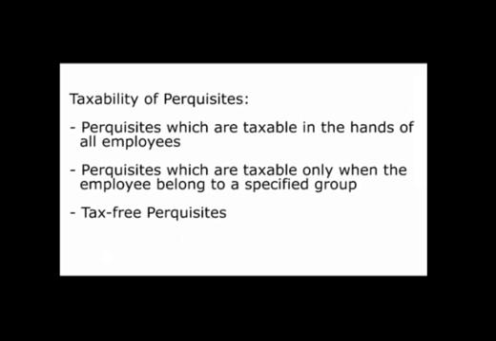The second type of category is that we are just discussing the taxability of these perquisites. The second category comes: the perquisites are the amenities or the provision of facilities which are given by the employer to his employee, which are taxable only when the employee belongs to a particular category. What is that category? Why is it so? That will be discussed later on. So this is the second category.